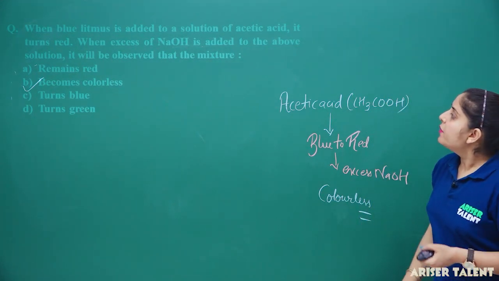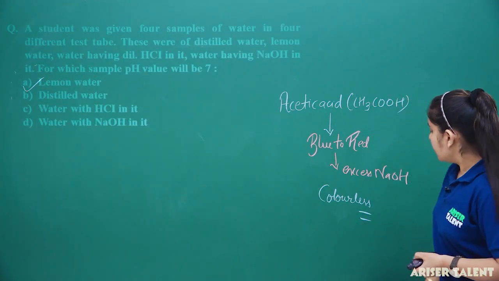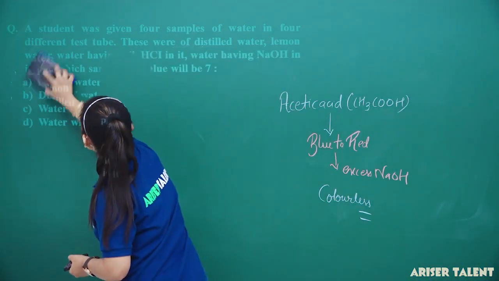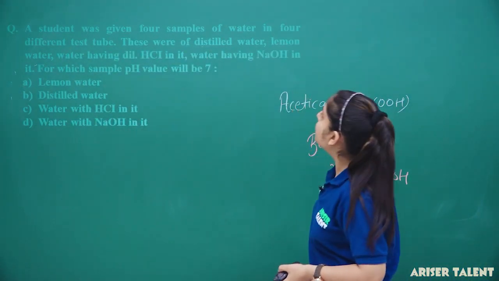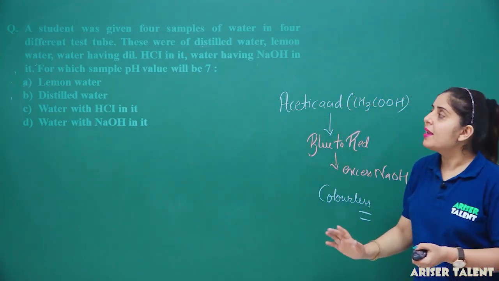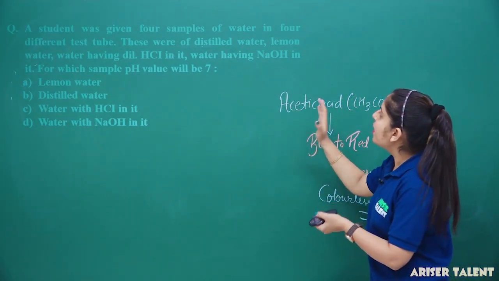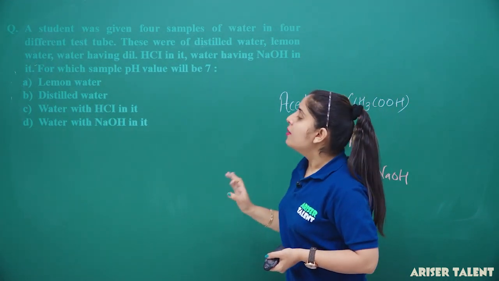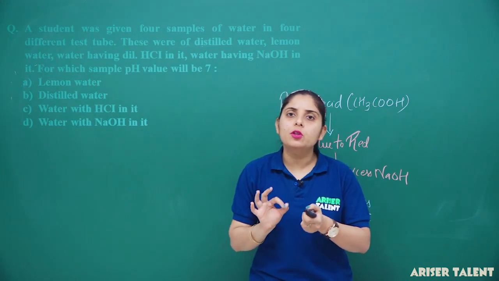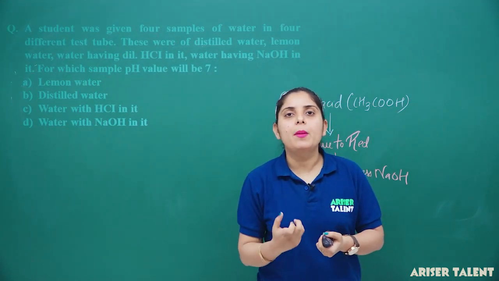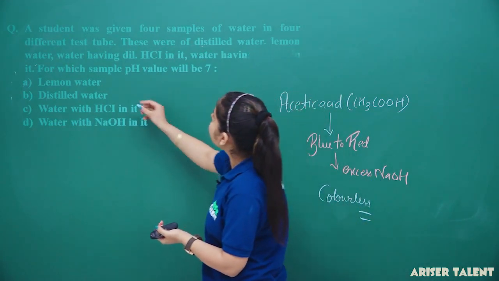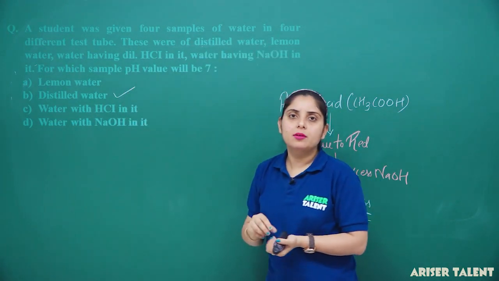Now we are on our next question. A student has been given 4 samples of water in 4 different test tubes. These were distilled water, lemon water, water having dilute HCl and water having NaOH. For which sample will the pH be 7? The pH will be 7 only for the water. So this is the point to remember, that the pH will remain 7 only in case of the water. So the correct option here will be the distilled water.